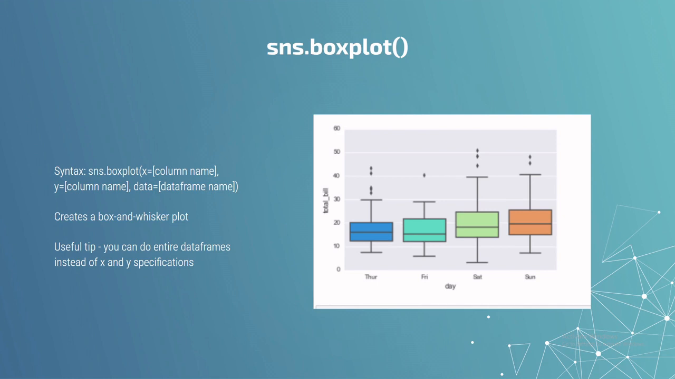A useful tip to know with box plots is you can sometimes actually do entire data frames depending on the specificity of the data frame. You don't even need to clarify x and y. This is useful when doing wide ranges of box plots for different variables. In this case, as you can see, we've used the day as the x column and total bill as the y column, creating box plots with different variables and different distributions based on the day.